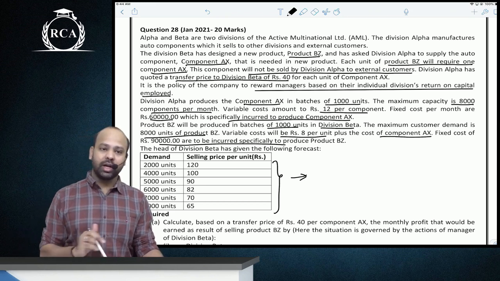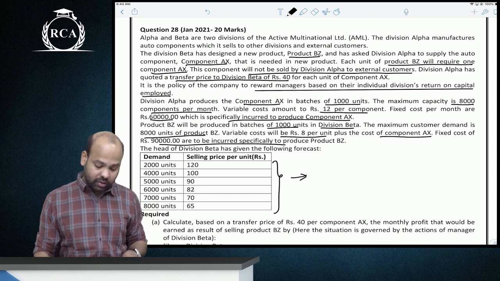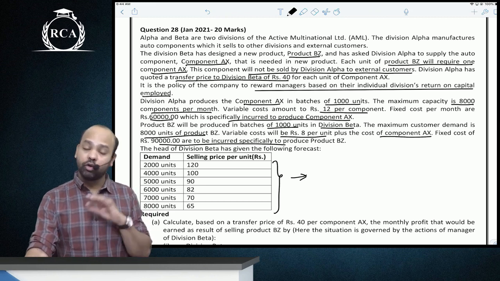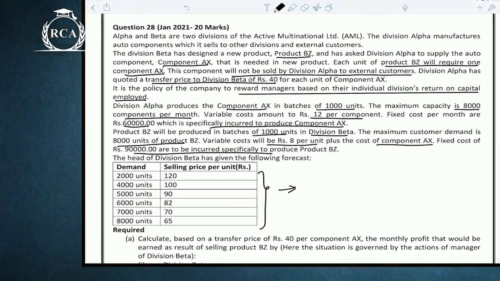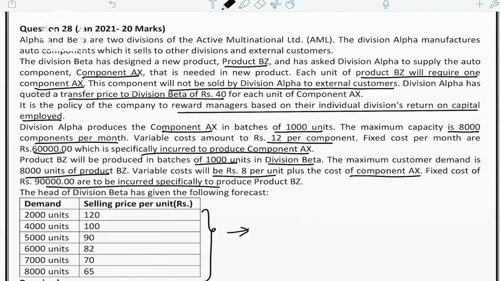Chalo, guys, enough revision. So this is the question, guys. I think you might need a minute before we read the requirement. Take a minute, guys, read the question, and then we will come to the requirement. Take a minute, guys, and read the requirement.